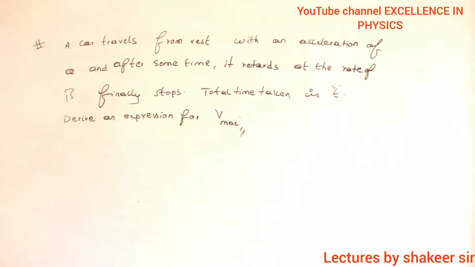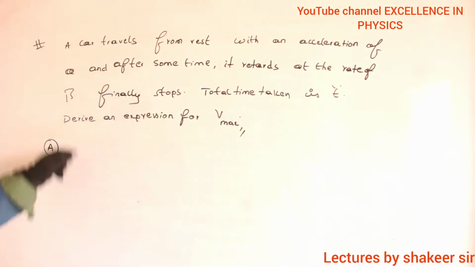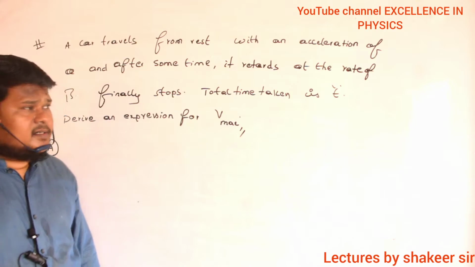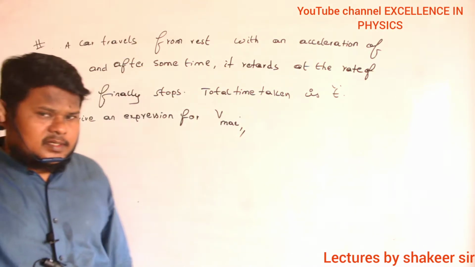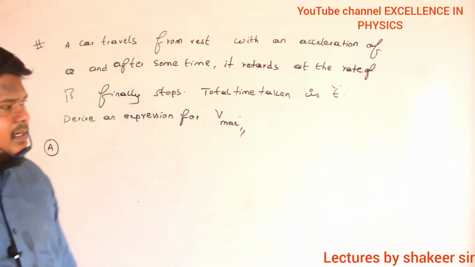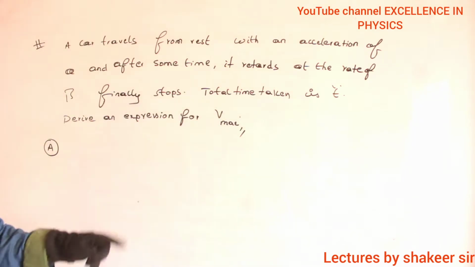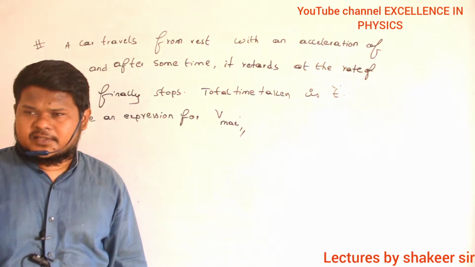The question is, a car travels from rest position with an acceleration of alpha for some time. Then it retards at the rate of beta and finally stops. It means acceleration is happening, retardation is also happening. And the total time taken is t. Then you are supposed to derive an expression for the maximum velocity obtained by this car.